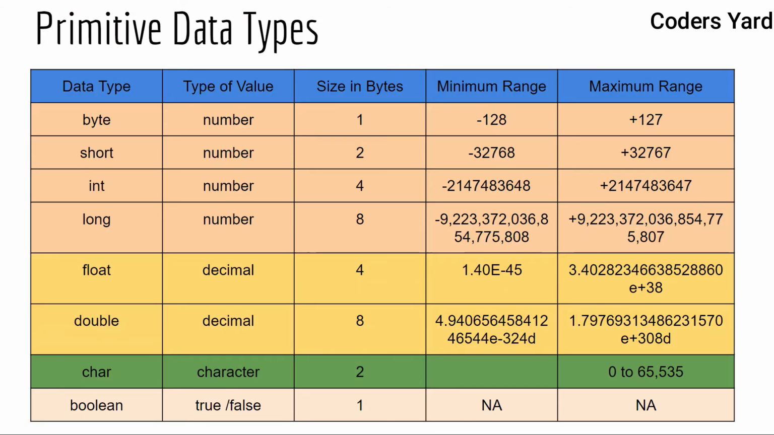Guys, this is the list of data types in Java, and we call them primitive data types. We use byte, short, int and long to store values in number format, but the difference is the size. As well as we use float and double to store values in decimal format, and char is used to store a single alphabet or a special character, and boolean is used to denote a variable whether it is true or false.